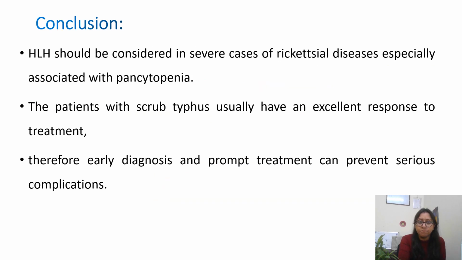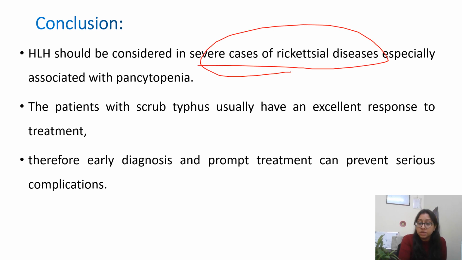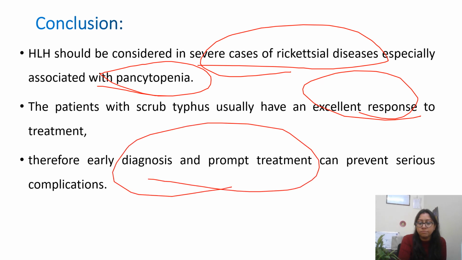So it is always beneficial to start the anti-rickettsial treatment empirically in patient where diagnostic facilities are not available to prevent any further complication. So to conclude, HLH should be considered in severe cases of rickettsial disease, especially when you have other derangements like pancytopenia and other lab parameters are deranged. The patient with scrub typhus has an excellent response to treatment when started on time. Therefore, early diagnosis and prompt treatment is the key to success and prevent serious complication in our patient.